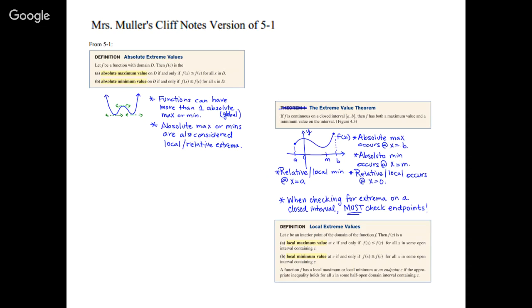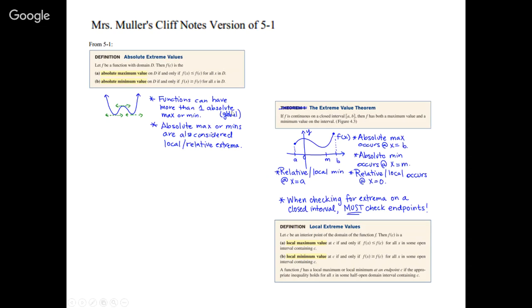All right, absolute extreme values. Functions can have more than one absolute or global max or min, meaning that you can have them occur at more than one value of x. And there's still, this would be an absolute minimum, this would be an absolute minimum, and they occur at different locations, but they're the same y value. So keep your eyes open for that. Absolute maxes or mins are also considered local or relative maxes or mins because in their little neighborhoods, they are the lowest y value. So all absolutes are always local or relative.